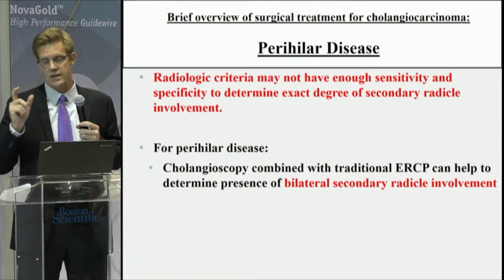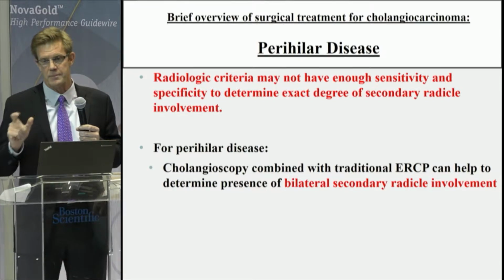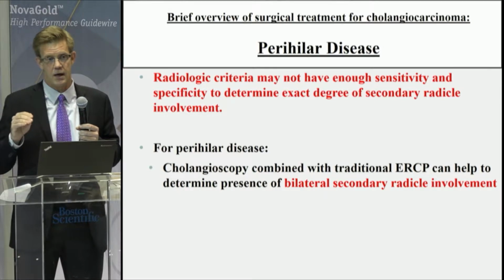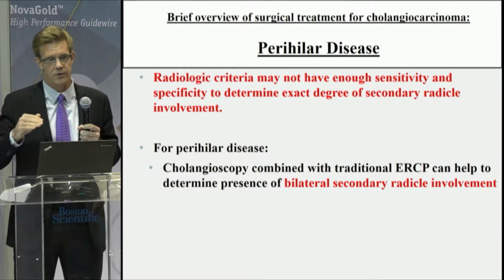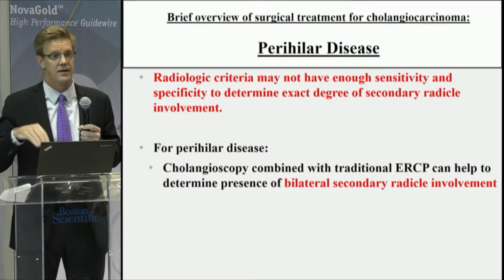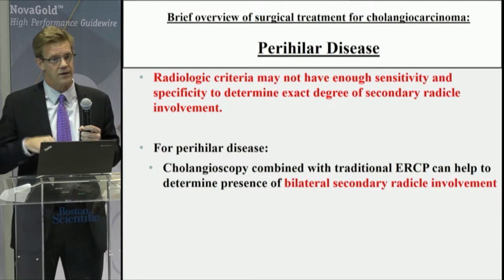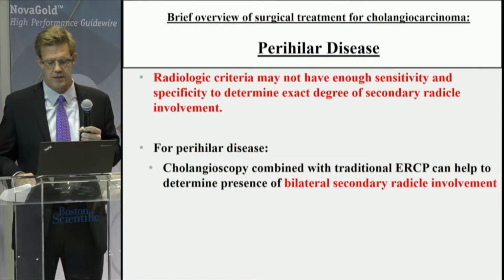For perihilar disease, so that disease that's near the bifurcation of the bile duct, radiologic criteria do not have enough sensitivity and specificity to determine the exact degree of secondary radical involvement. We keep mentioning that because that's a key point, and that's really where surgeons get lost in the OR. As you go in and you think you're doing the right thing, you get to a point where you've sort of cut your bridges. You have to take out that section of the liver, but you don't know yet that you've got negative margins, and that's a bad position. It's an uncomfortable position for a surgeon to be in.